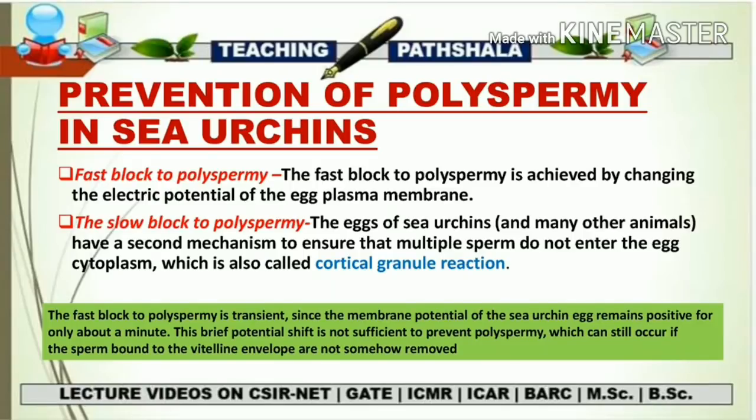So for preventing that attack by the sperm that is already bound to the egg surface, the second step of blockage is going to take place, that is the slow block of polyspermy. And that is what is mentioned in the green highlighted portion.